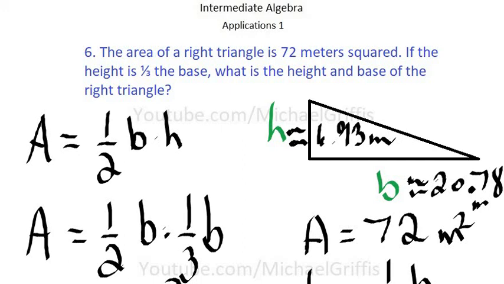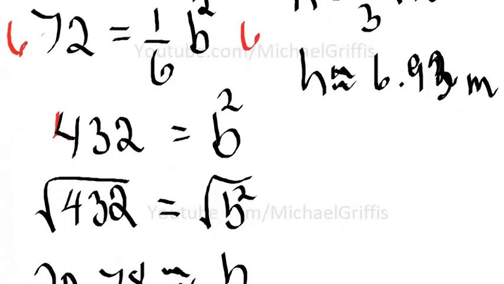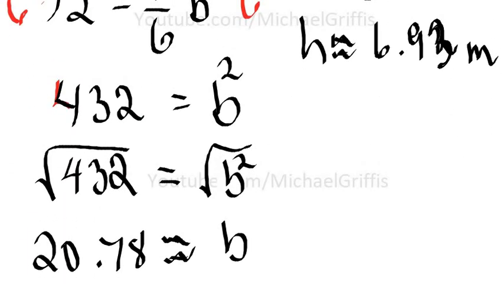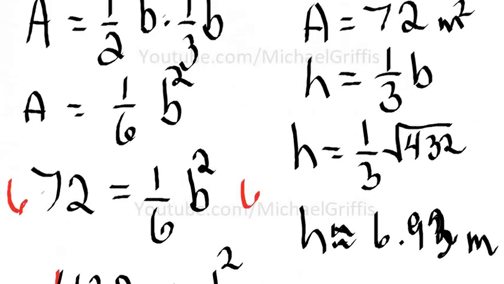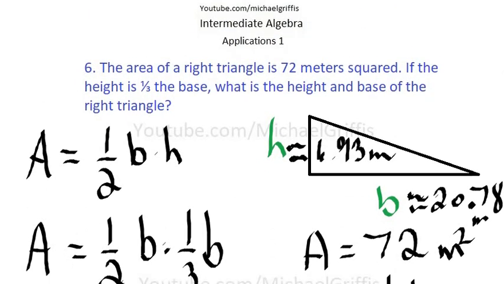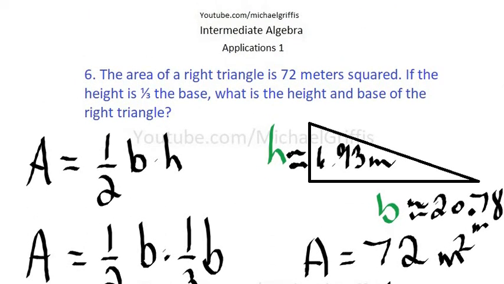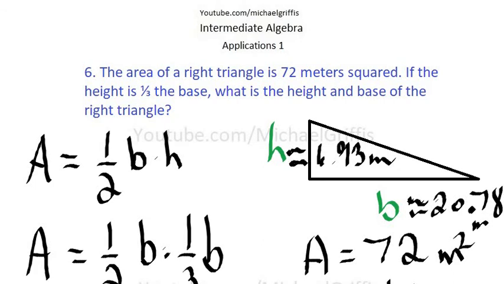Alright, so that pretty much ends that problem. Learned a couple new things. How to square root a square, solve for b. It's raised to the second power. We'll be going over that in a completely different section coming up. Alright, I'll see you in the next problem.